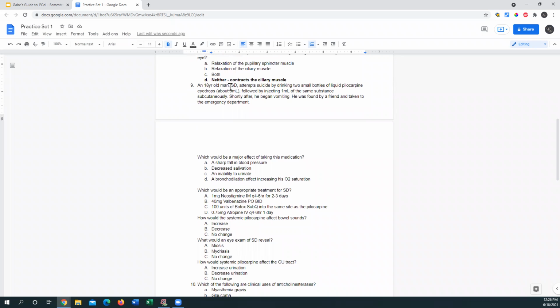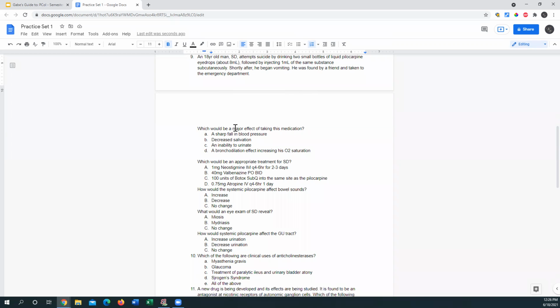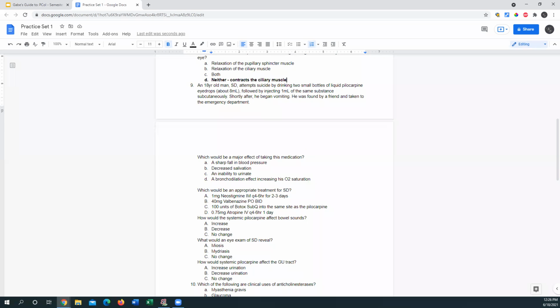An 18-year-old man, SD, attempts suicide by drinking 2 small bottles of liquid pilocarpine eye drops, about 8 ml, followed by injecting 1 ml of the same substance subcutaneously. Shortly after, he began vomiting. He was found by a friend and taken to the emergency department. What would be a major effect of taking this medication?